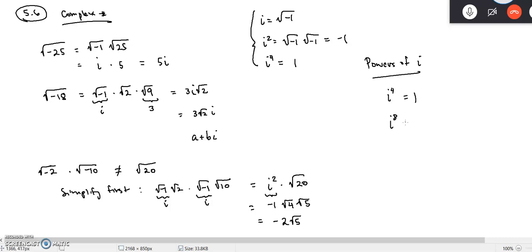So i to the 4th is 1, i to the 8th is i to the 4th squared, still 1, i to the 12th, still 1, i to the 16th, still 1, i to the 20th, still 1, and so on. So when you're looking at powers of i, you want to reduce them by multiples of 4, and then whatever's left over you look at as either i or i squared. So let's try that.